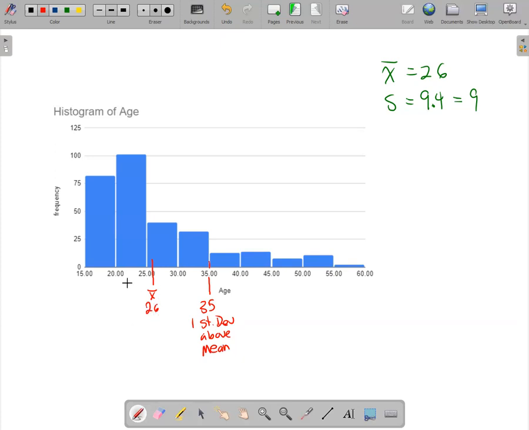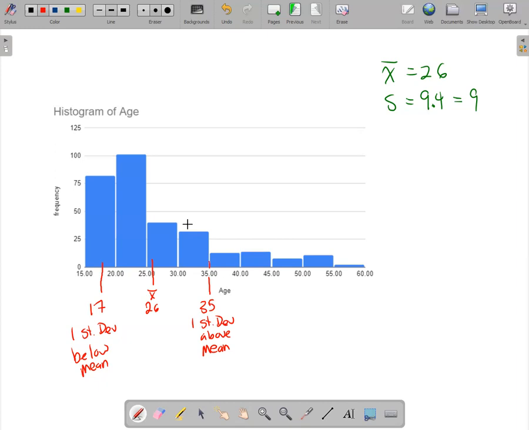From the 26, if I subtract 9, that's going to give me 17. So if that's 20 and that's 15, 17 is going to be about right here. So this would be 17, and that would be 1 standard deviation below the mean. Now, there's nothing special about being 1 standard deviation above the mean. Somebody could be 30 years old, which means they're like a half a standard deviation above the mean. They're not a whole one. I could be 2 standard deviations above the mean.